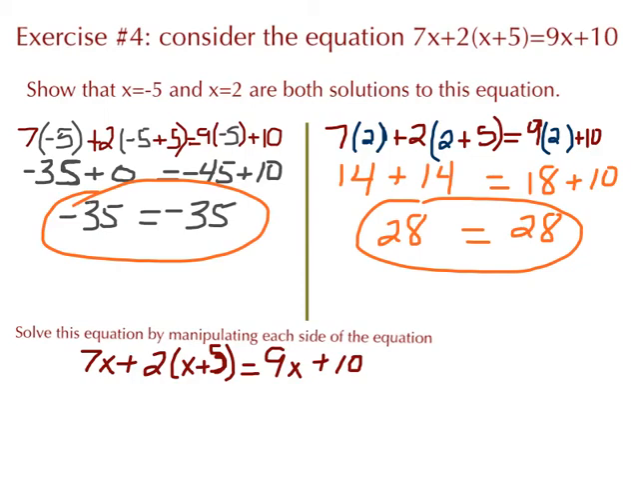Well, let's take a look at B and see what B says. It says, solve the equation by manipulating each side of the equation as we did above. What does its final strange result tell you? So let's go ahead and now let's manipulate this like we have been. We're going to first distribute 2x in, so it's going to give me 7x plus 2x plus 10 equals 9x plus 10. 7 plus 2 is 9x plus 10.